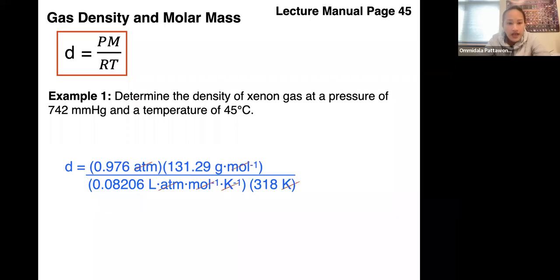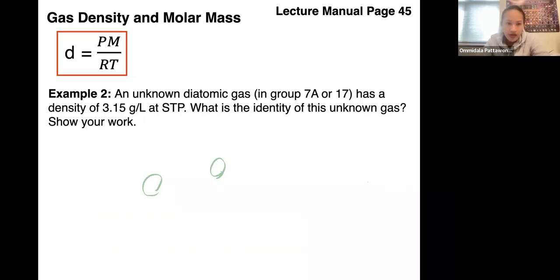If you plug all this in and cancel all the units, your unit is going to come out to be grams per liter. Because this problem doesn't specify the unit of density, you can leave it as grams per liter. But if the problem asks you to specify grams per milliliter, then you just have to convert this liter to milliliter later. In this case, it doesn't specify the unit, so I'm just going to leave it as grams per liter.